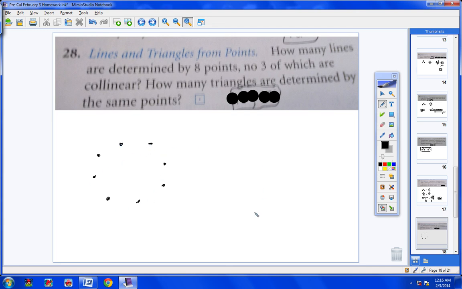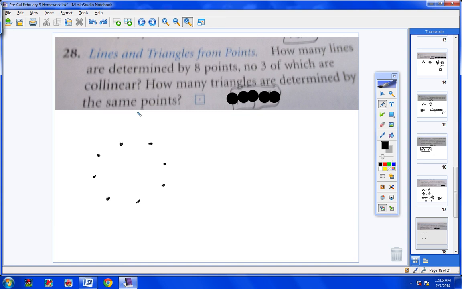Now 2 points do, but remember, any 2 points you draw anywhere are always going to line up in a straight line, always, okay? But no 3 points are in a straight line here, so we've done pretty well. And here's what they're asking. How many lines are determined by these 8 points? Now come on guys, think about it.